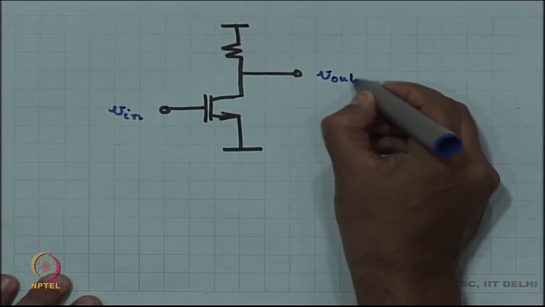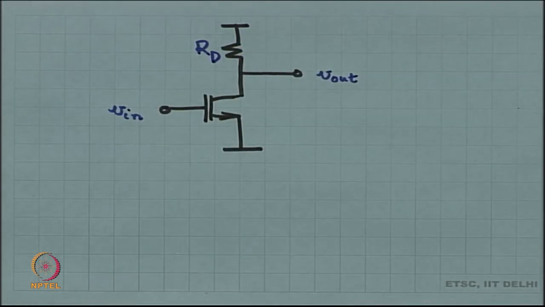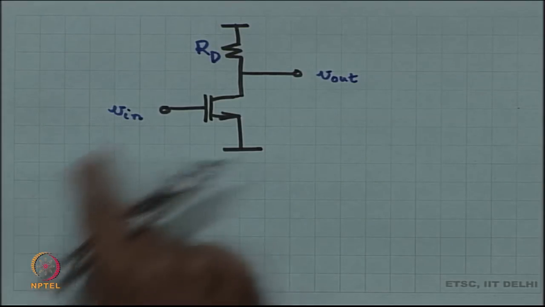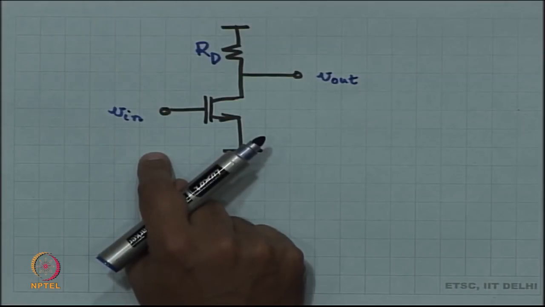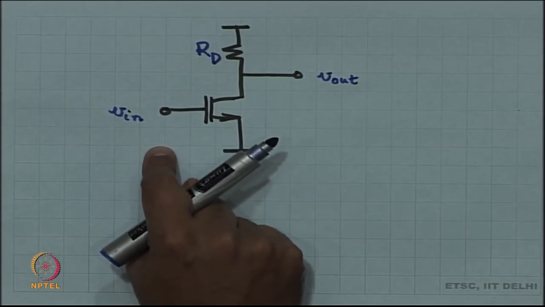Norton equivalent, right. How do you do the Norton equivalent? You measure the short circuit transconductance and you measure the output impedance. So, if I measure the output impedance first, let us connect V in to ground. V in, I imagine it is at ground.